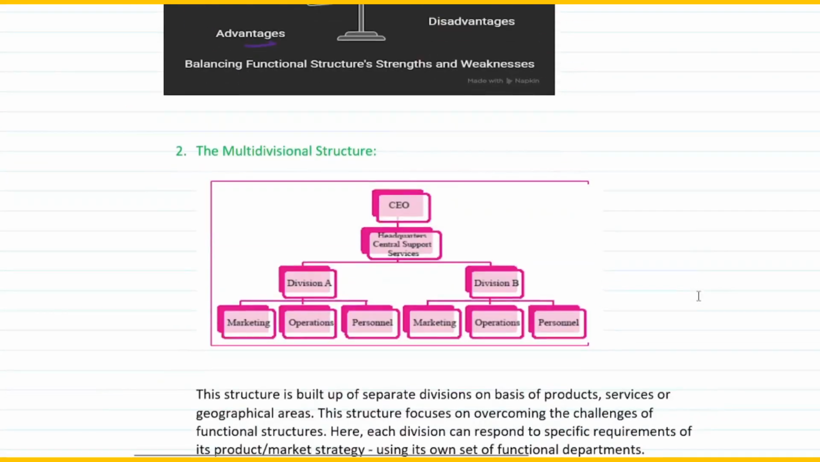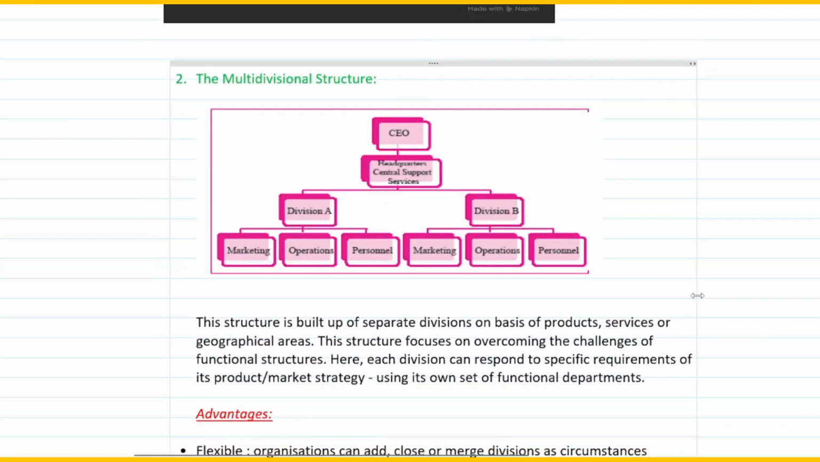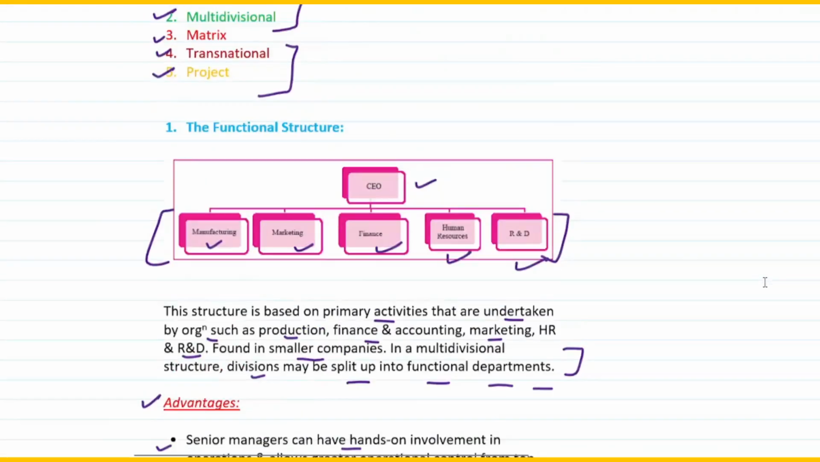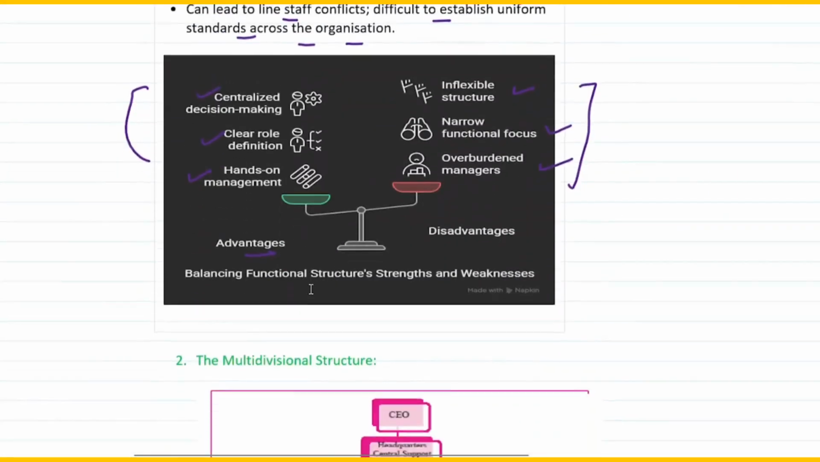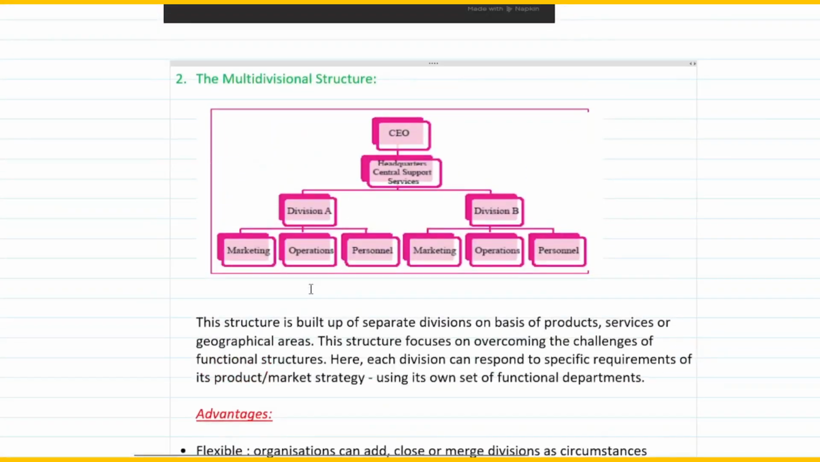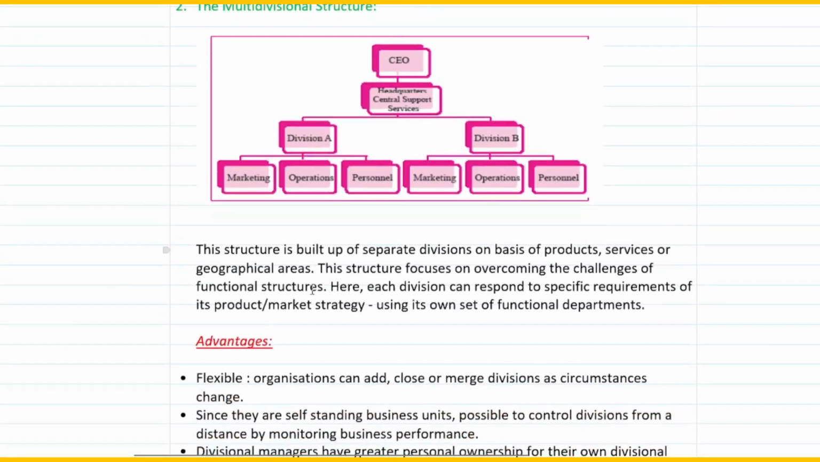Now moving on to the next one. The next one is the multi-divisional structure. If you remember FMMTP, the first one is functional, the second one is multi-divisional. So what exactly does multi-divisional talk about? In the functional structure, we just had the CEO and then we had the functions directly. Now here there would be a CEO, then there will be a headquarters central support services. The headquarters central support will report to the CEO directly.